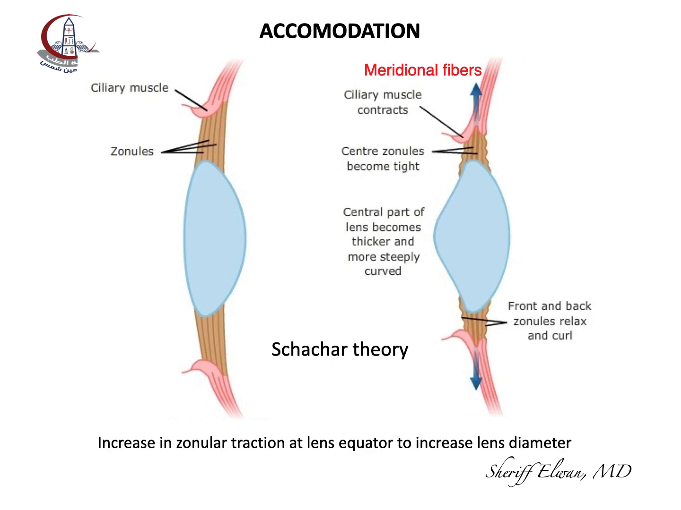The second theory is the Schachar theory, which states that increase in the zonular traction at the lens equator is rather the factor that leads to increase in lens diameter. In this theory, the meridional fibers contract, pulling on the center of the zonular fibers that become tight, and in this way the anterior central part of the lens becomes thicker and more steeply curved, increasing the thickness of the crystalline lens.